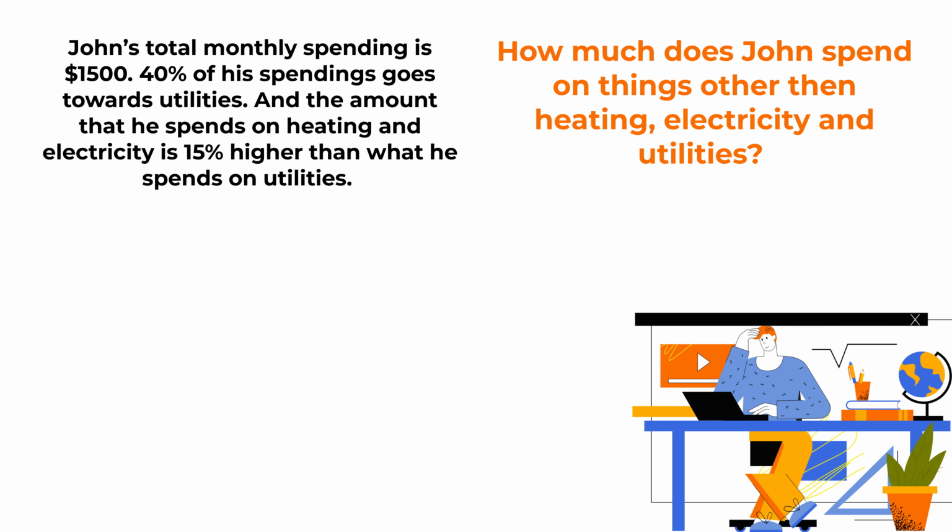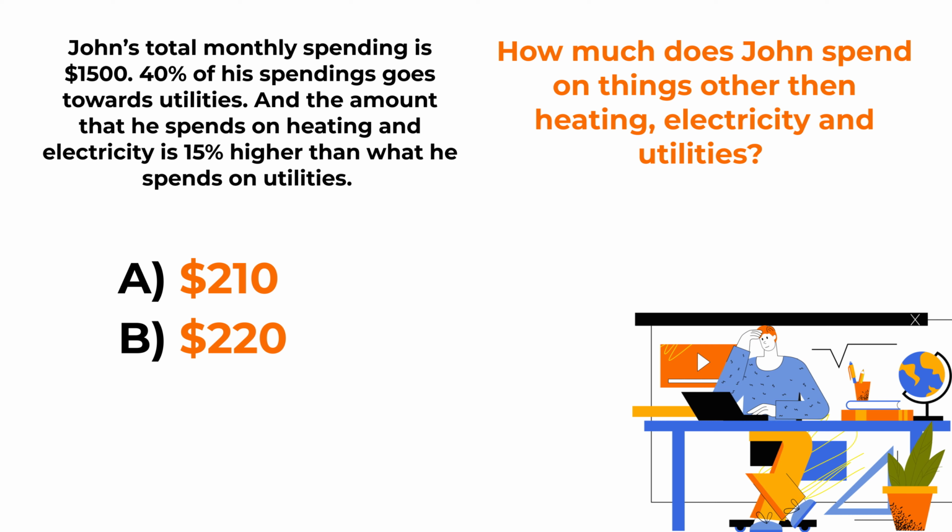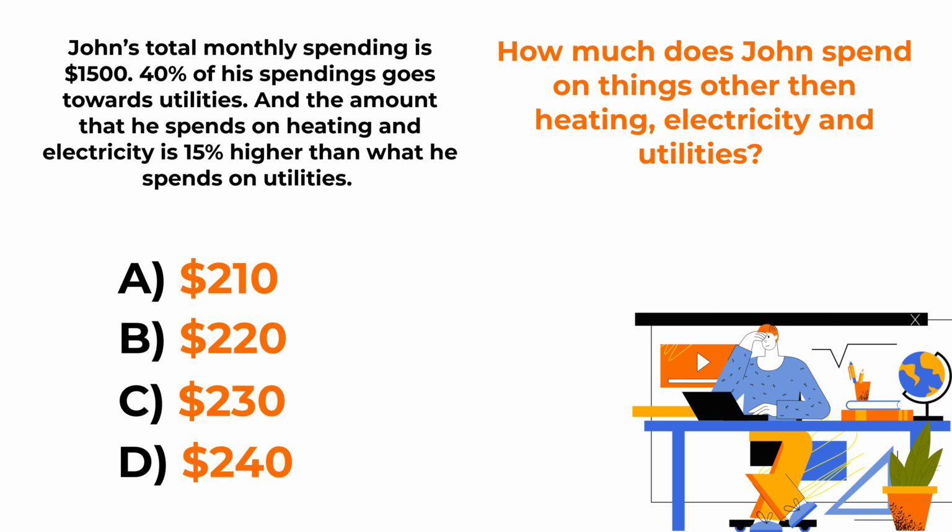You're presented with 4 different choices. Choice A, $210. Choice B, $220. Choice C, $230. And choice D, $240. Do you see the answer? Give yourself a little bit of time to see if you can calculate the solution.